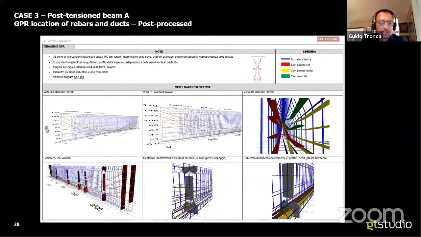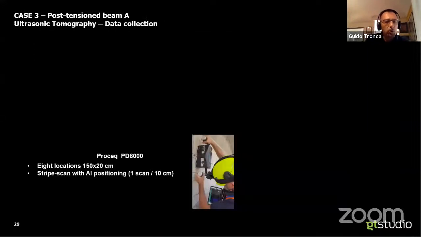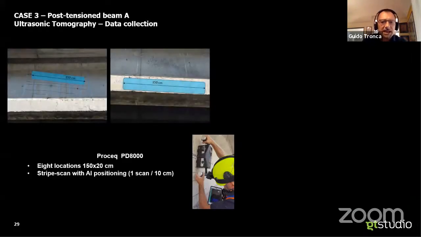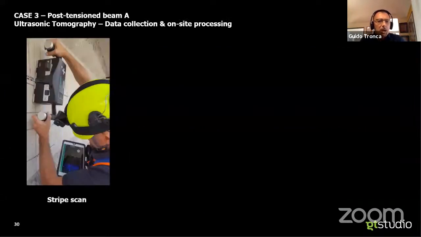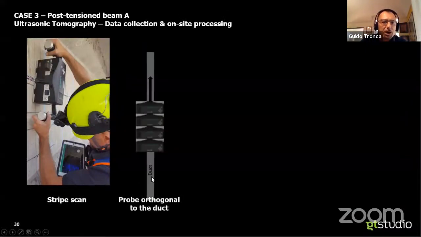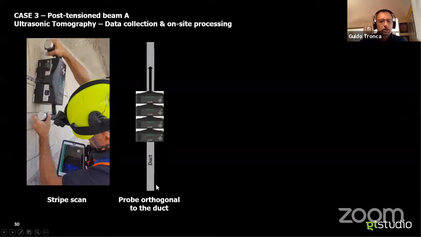get an actual defect? How about we use the partner of the GPR, which is the ultrasonic tomography? In this case, I guess we sampled a number of possible locations that were investigated by means of the so-called stripe scan. We have some detail here. Basically, once you position your duct, you perform a number of measurements with your probe across the duct.